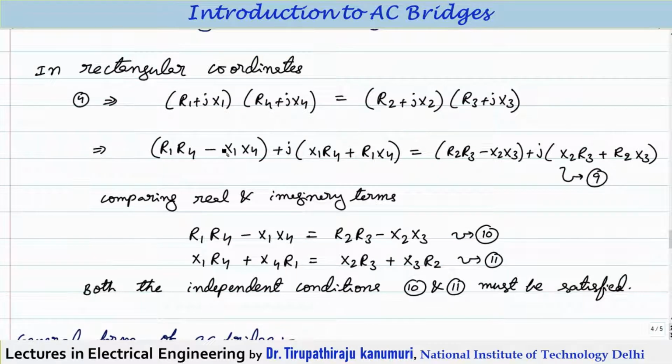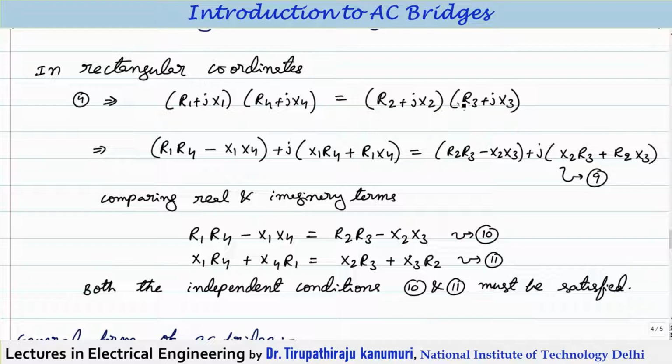If I am representing in rectangular coordinates, I can represent Z1 is equal to R1 plus JX1. Similarly, Z4 is R4 plus JX4, Z2 is R2 plus JX2 and Z3 is R3 plus JX3. So I am separating the real and imaginary components. The real component will be R1 multiplied by R4. Then J multiplied by J is J square, and J square is nothing but minus 1, so it will become minus X1 multiplied by X4. Plus the imaginary component will be J of X1 multiplied by R4, and similarly X4 multiplied by R1. So I have written here.